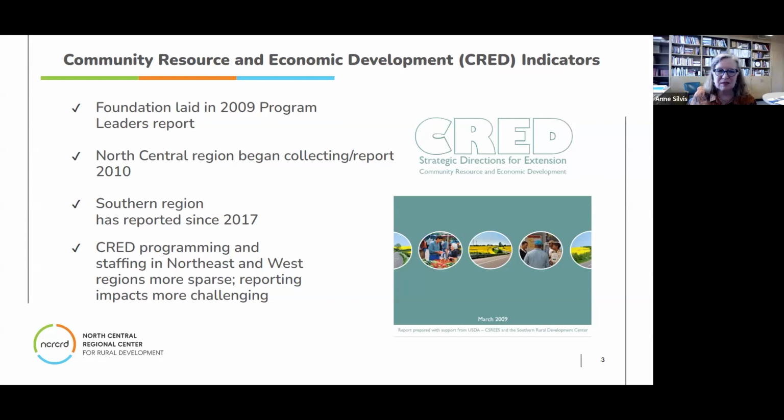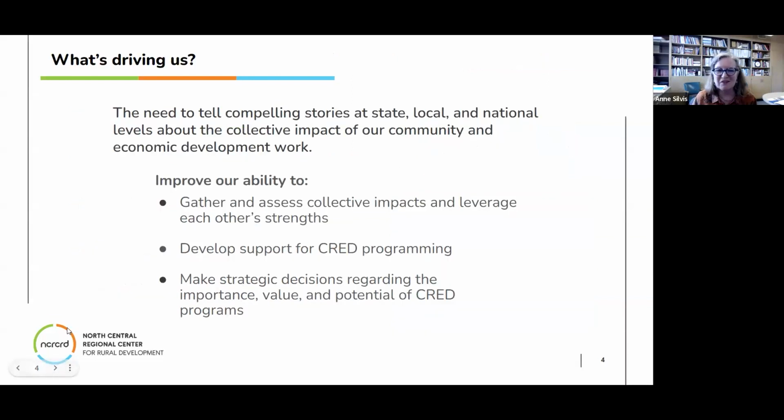So Scott, I think I'm just going to keep asking you to advance the slides. Thank you. So the purpose of this is really to help us tell, with numbers and with stories, a very compelling story about the value of CED work. And that work is tailored to communities. It's different community by community, state by state, region by region. But our hope is that we can identify these impact indicators that we can all use and then have some really strong numbers to talk about when we report at the regional and national levels.